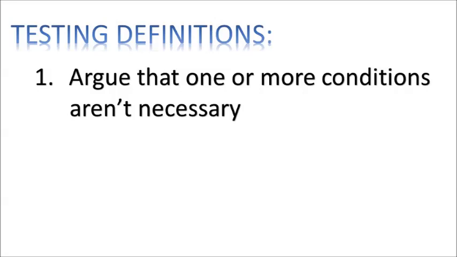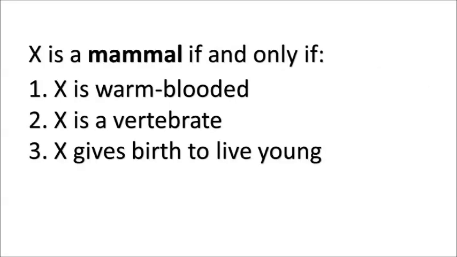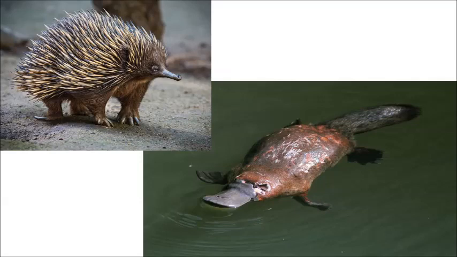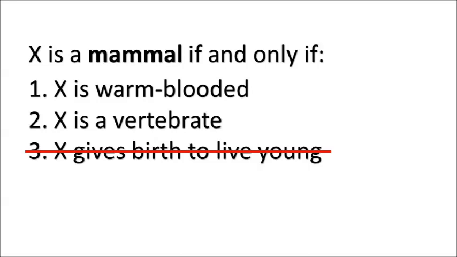So this is what happened in the mammal case. One of the conditions of the definition was gives birth to live young, and yet I can think of a case where something is a mammal and yet doesn't meet that condition, namely an echidna. That thing lays eggs. It doesn't give birth to live young, and yet it's a mammal. So that definition must not be right. It needs edited. It needs changed.